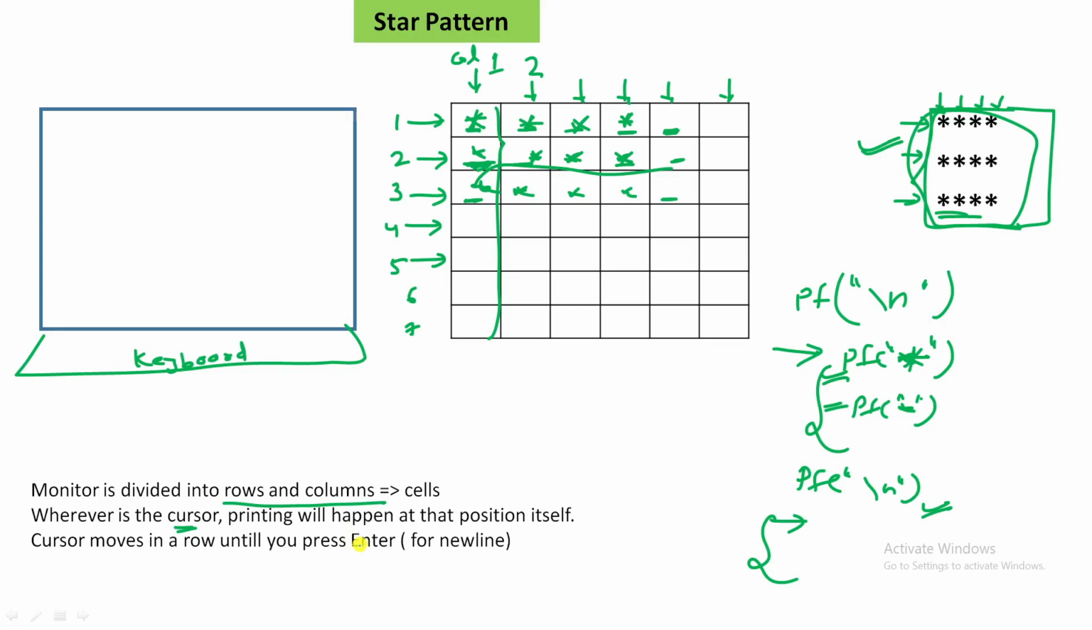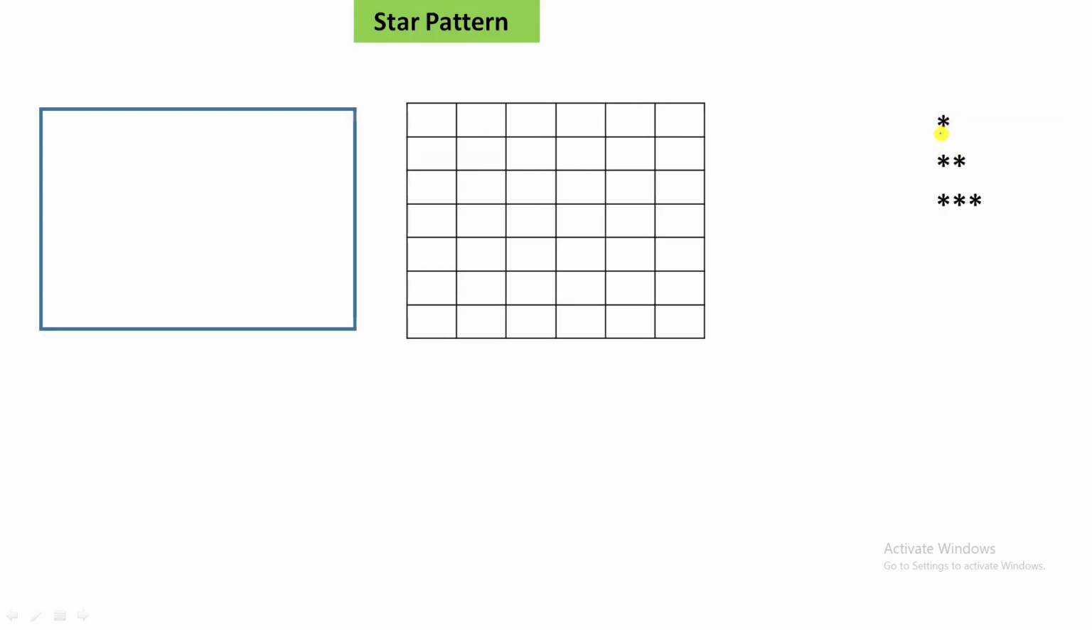But you have to do /n whenever you want your next output to come into a new line, then you have to move your cursor, right? With the help of the new line, by printing this thing, because new line is also a character, so you have to use this printf /n. Now suppose you have to print this star pattern. How many rows does it have? 3 rows. And how many columns?